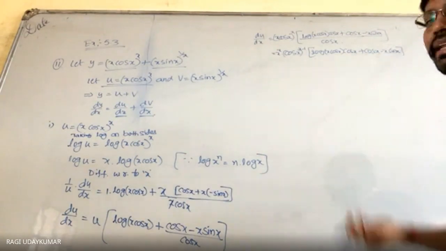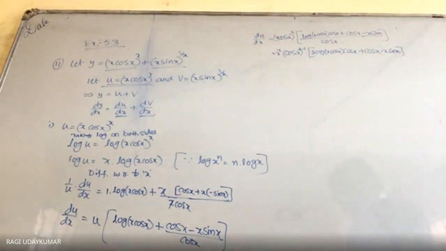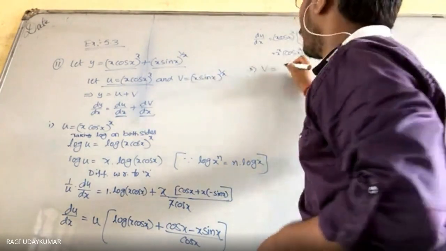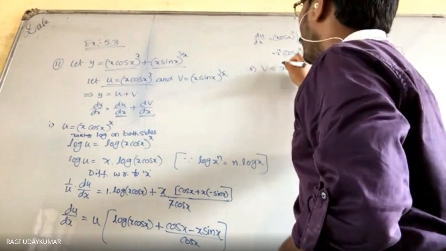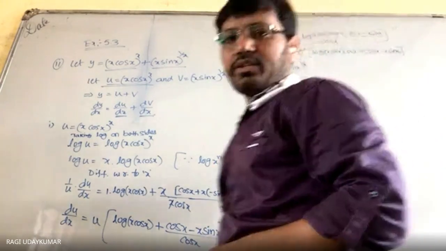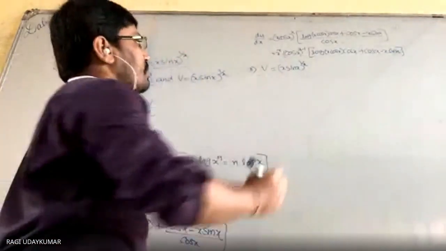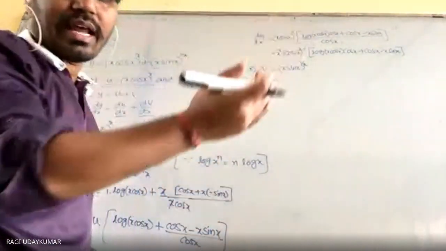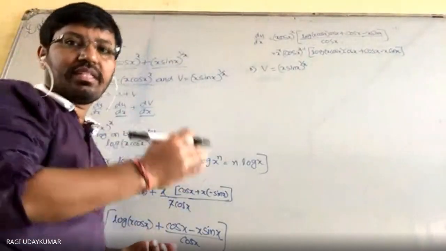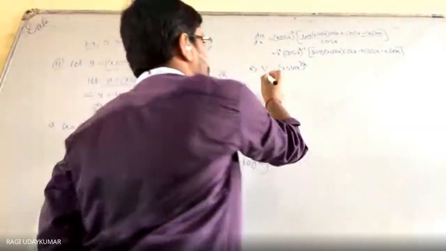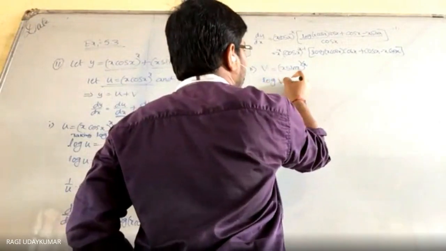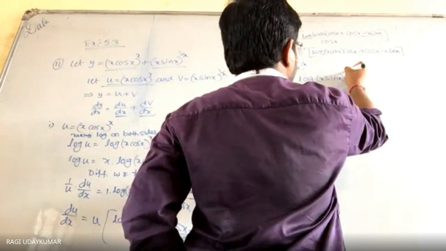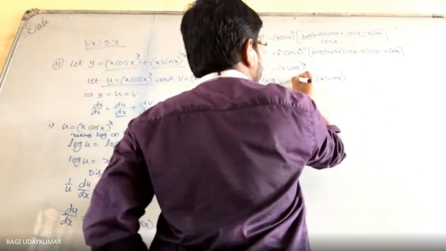The problem is lengthy. You can write it like this, or you can leave it as it is. Whenever you take into consideration, the second part is v. V is equal to (x sin x) whole to the power of 1 by x. So dv by dx you cannot find directly, because you have the power 1 by x. So it is better to take the logarithm. Log v is equal to log of (x sin x) whole to the power of 1 by x. This 1 by x will come here.